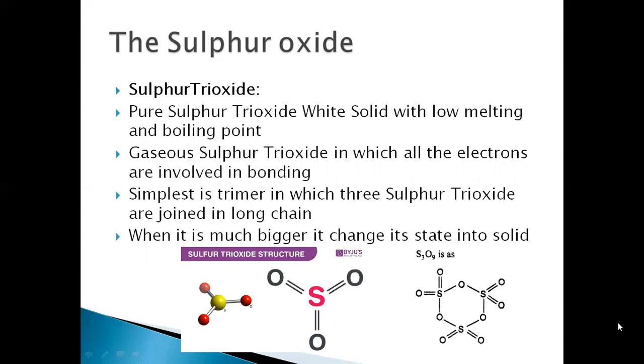The simplest form of sulfur trioxide is the trimer. Trimer means S3O9. As you can see over here, this is the trimer. S3O9 means the 3 sulfur trioxide molecules are joined in a series. But when it becomes a little bit larger in size, it changes its state from gaseous to solid. So this is basically the structure of sulfur trioxide, showing how sulfur forms a bond with the oxygen. Here you can see that sulfur is bonded with 3 different oxygen atoms by using double bonds. So this is the structure of sulfur trioxide.